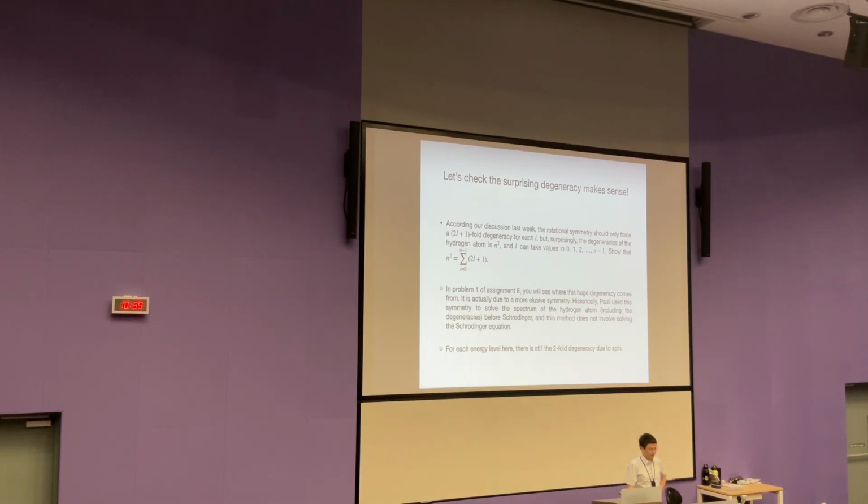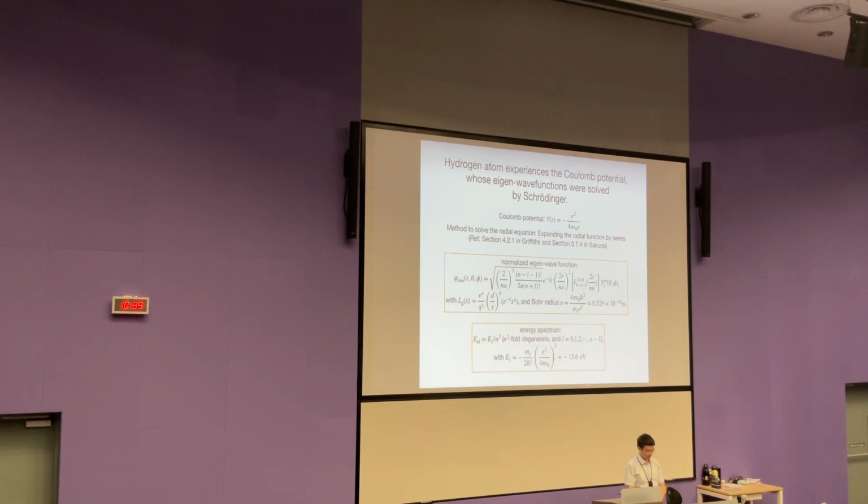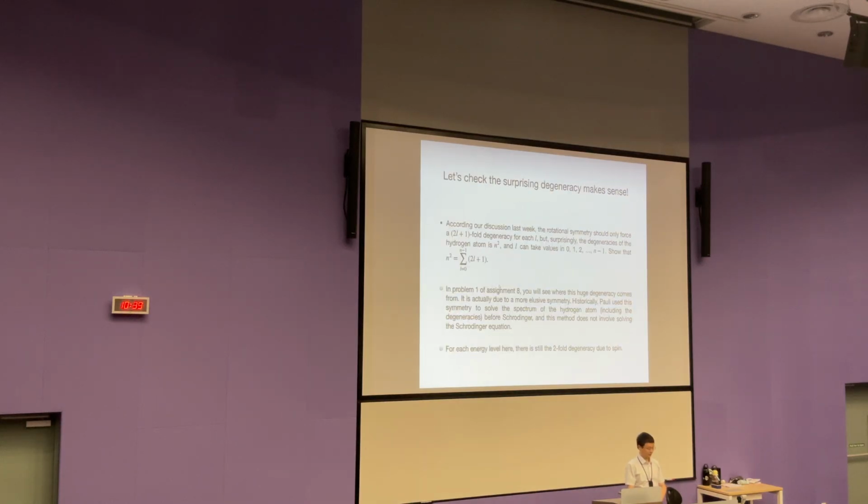Let's check that the degeneracy really makes sense. Here I said for a fixed value of n, L can take values in this range. And we know for fixed L there will be this degeneracy. Let's make sure that the n squared for degeneracy mentioned here is indeed equal to the total degeneracy of all these different L's.